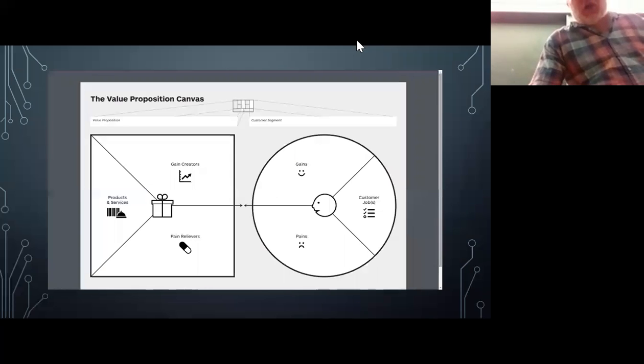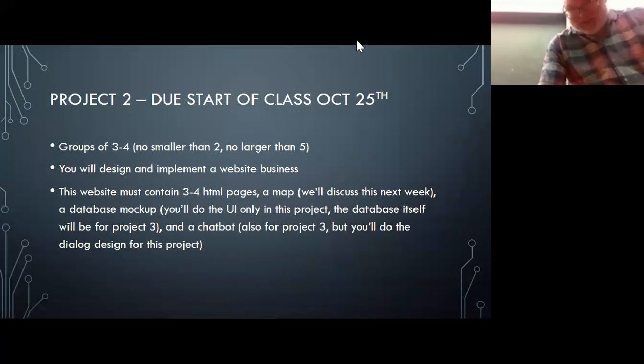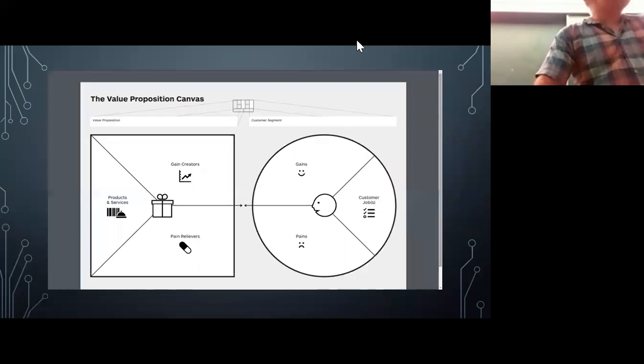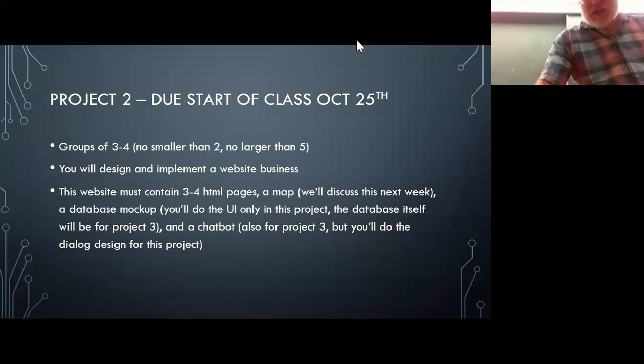Project 2 in here is, oh, wait a minute, we did that already. There it is. Yes, you saw the picture in the video. The picture is in the slides. Look at value proposition canvas.